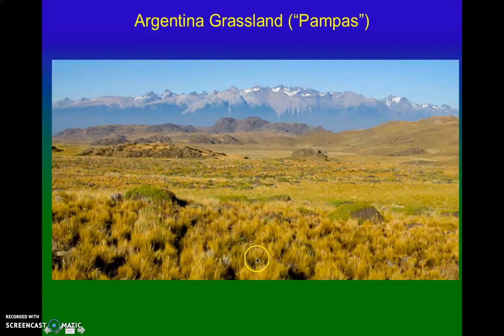We also have it in the southern hemisphere. So this is in Argentina. These are the Andes Mountains in the background. Again, you can see this really is dominated by just a variety of grasses and maybe a few shrubs or other things here and there.